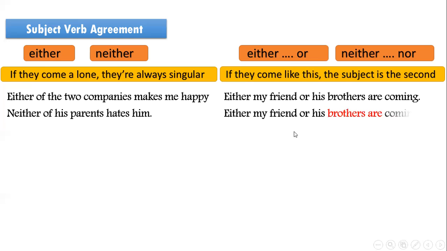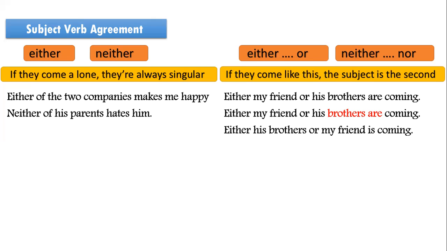Let's see another example. Either my friend or his brothers are coming here. The red one is the subject. Another example. Let's flip the subjects. Here we have reordered the subjects. Either his brothers or my friend is coming.